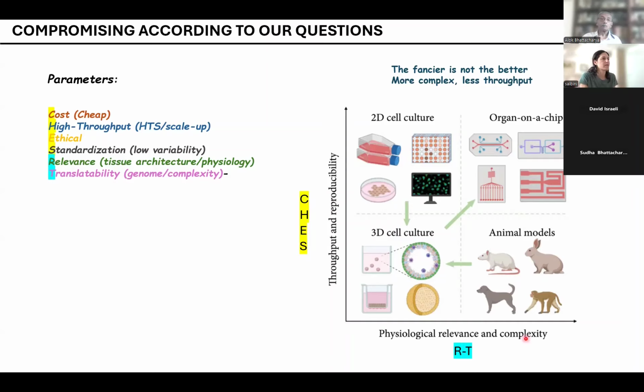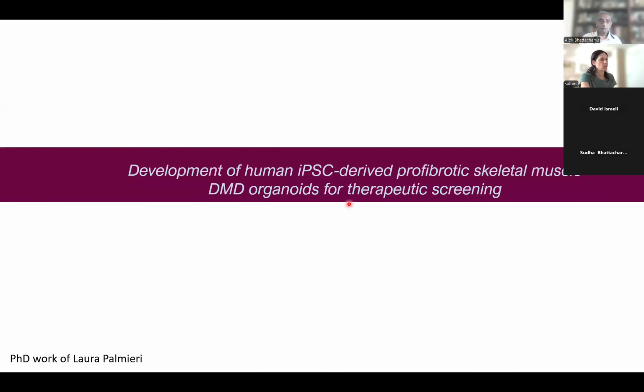However, organoids, as you can see here, are a compromise between throughput and relevance, because they can replicate the tissue architecture and function. So in the work that was performed by a talented PhD student in my lab, we developed more exacerbated DMD organoids that we call profibrotic organoids for therapeutic screening, because the aim was to reproduce these fibrotic hallmarks, which is very important for Duchenne.